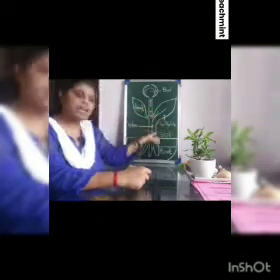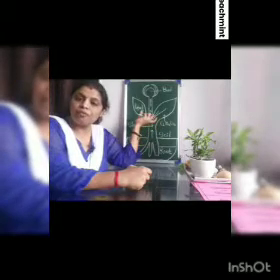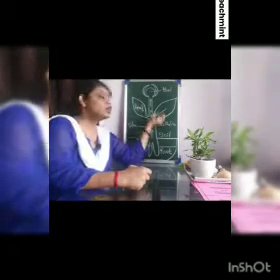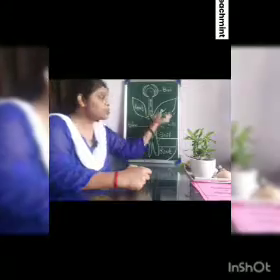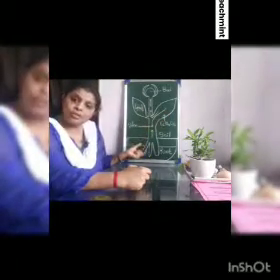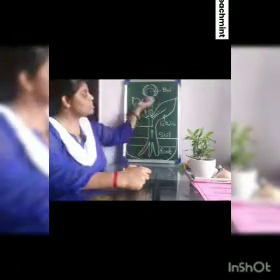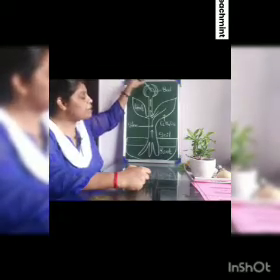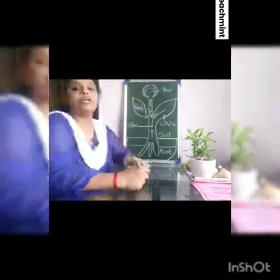So roots take up the water and send it in the upward direction, whereas the food which is synthesized in the leaf has to come down towards the root. As well, it has to move up towards the bud region so that the whole development of the plant occurs in a proper way.